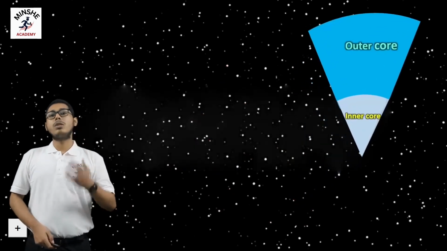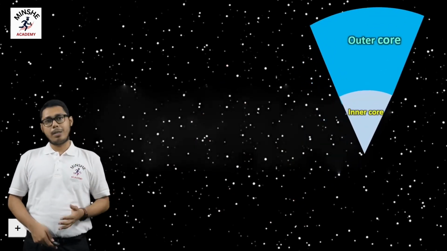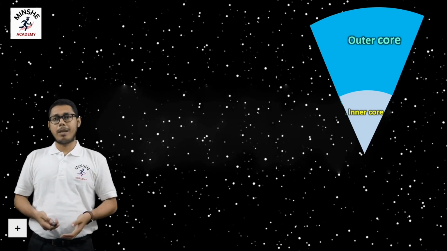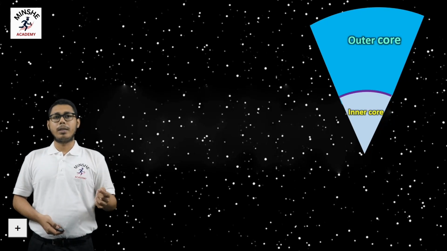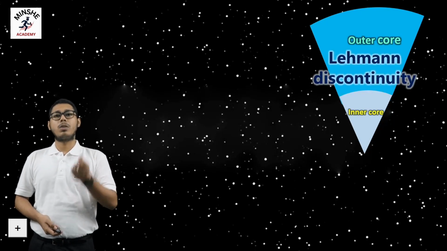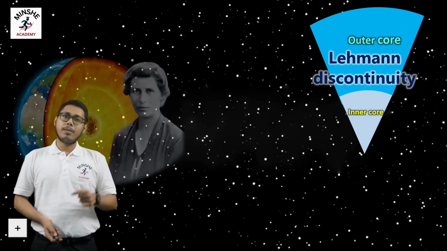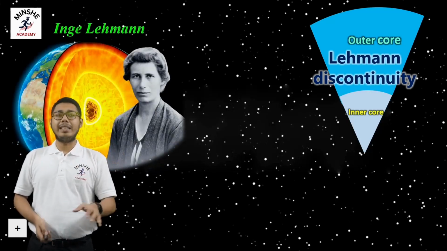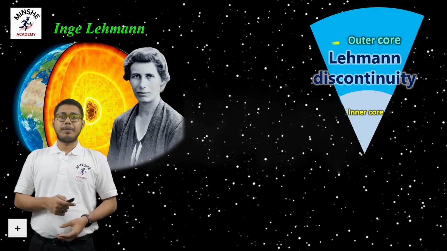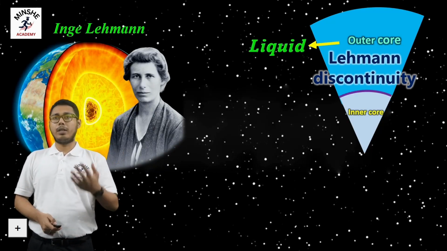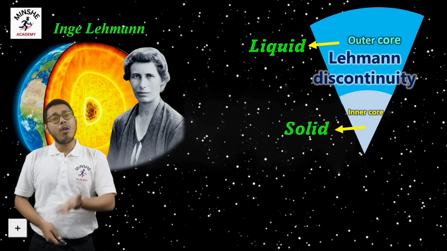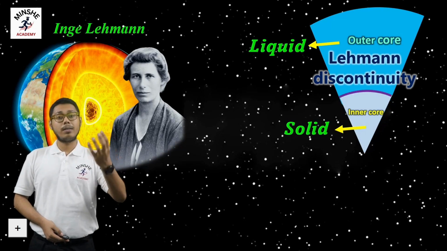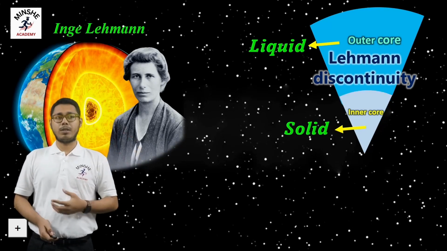Now again, the outer core and the inner core are divided by a discontinuity. Why? Again, a difference is noticed in terms of density and so on. Again, the discontinuity is called the Lehmann discontinuity, after the individual, Miss Inge Lehmann, who discovered it. So this is liquid, this is solid, which you have already studied in the mechanical classifications.